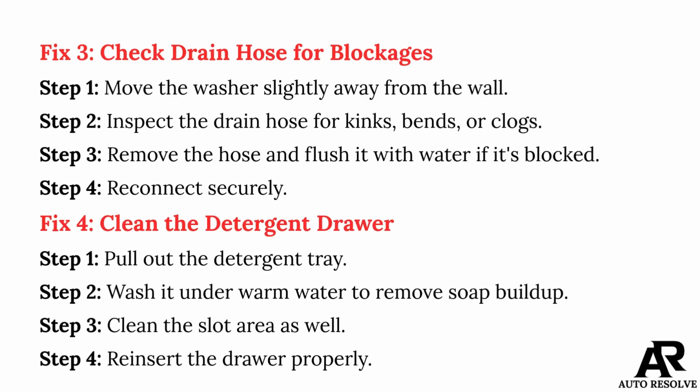Fix 3. Check drain hose for blockages. Step 1. Move the washer slightly away from the wall. Step 2. Inspect the drain hose for kinks, bends, or clogs. Step 3. Remove the hose and flush it with water if it's blocked. Step 4. Reconnect securely.